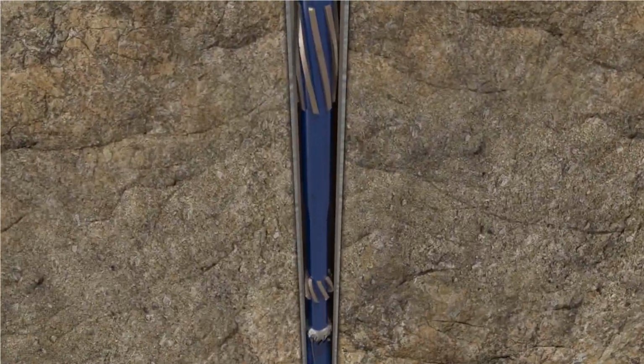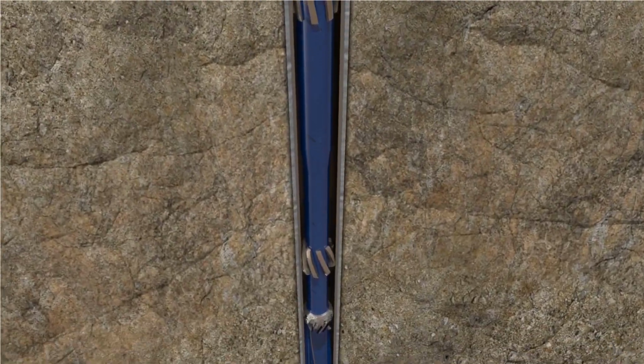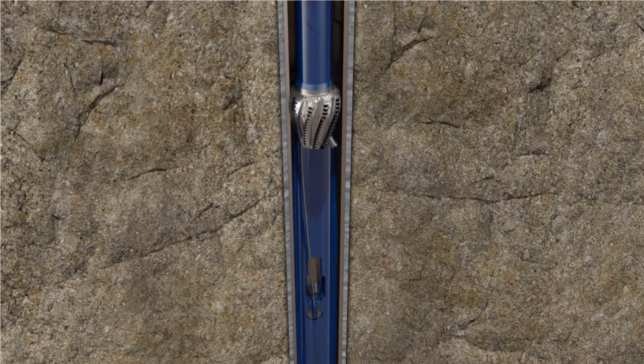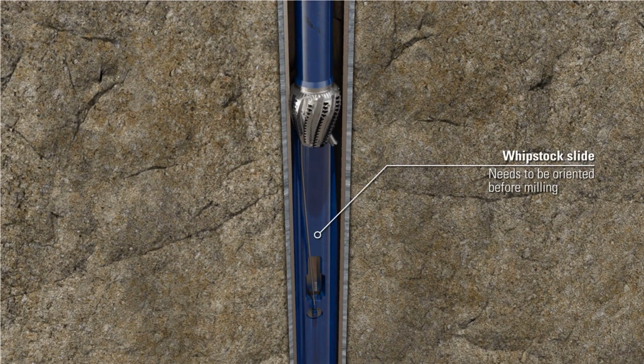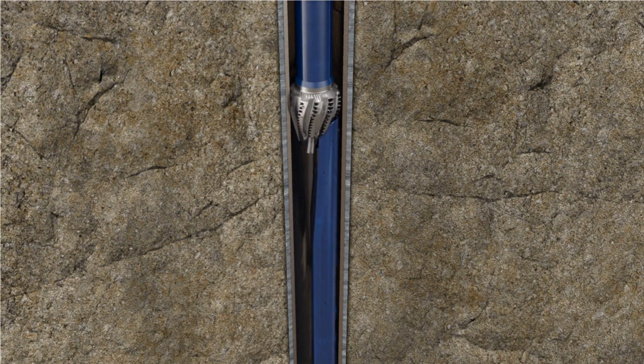Next, we are at the mill assembly. At the bottom is the lead mill, which will mill the casing for the sidetrack. Behind this is the following mill, which cuts the top of the window in the casing above the whipstock slide. Both the lead and the window mill are under gauge. Above this is the string mill. This is normally full gauge and dresses off the window for a smooth finish. The mill is attached to the whipstock by a shear bolt.